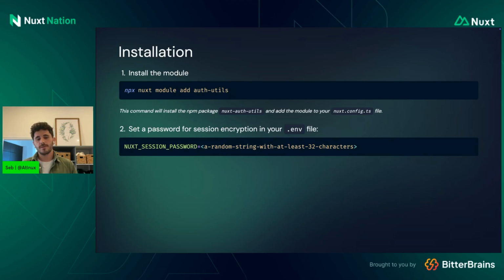Then, it's not required in development, but it's nice to get used to it. You create a password, a random string of at least 32 characters, and you add it to your .env. It's what we will use to encrypt the session, and that's it. You can start using various server helpers or Vue composables provided by the module.